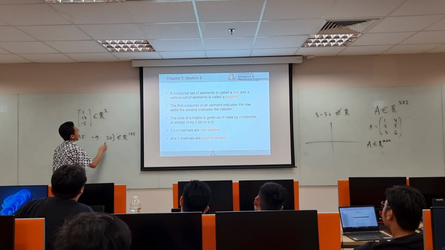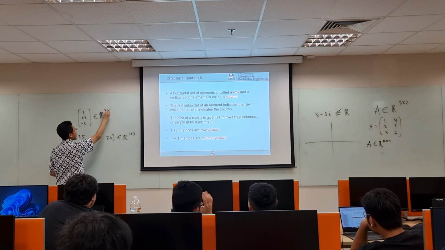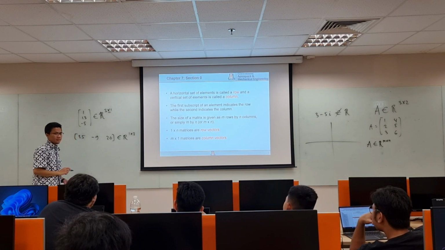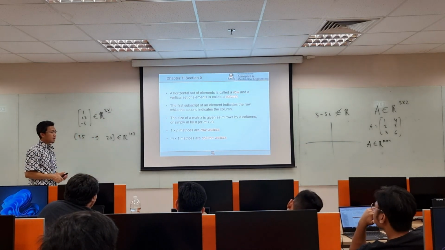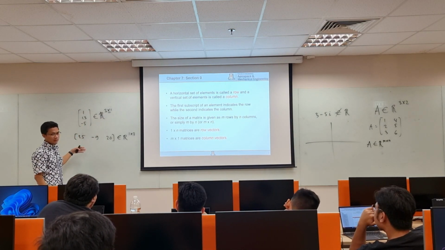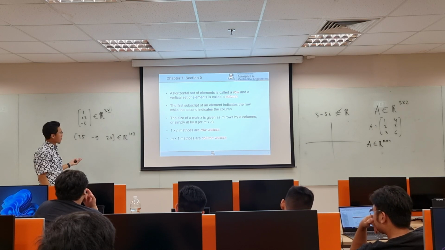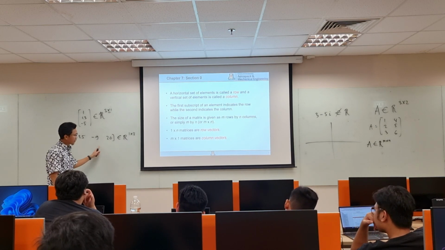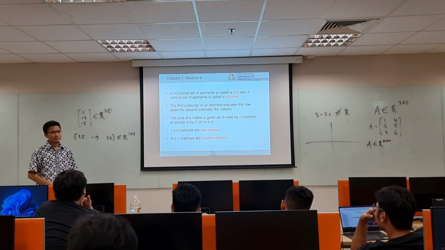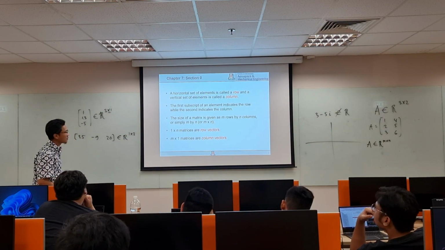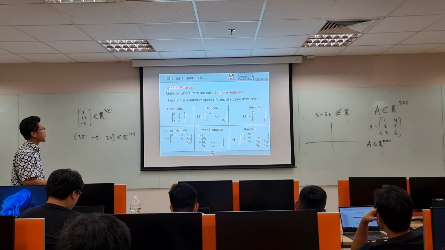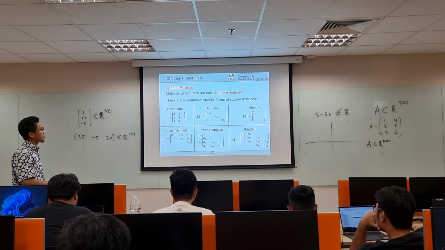Usually if it is 3 by 1, the 1 here is never mentioned, because it is clear that if it is 3, then it is a column vector. It has 3 rows. But if you have row vectors like this, you have to mention the 1 by 3. Any question on this? Clear?